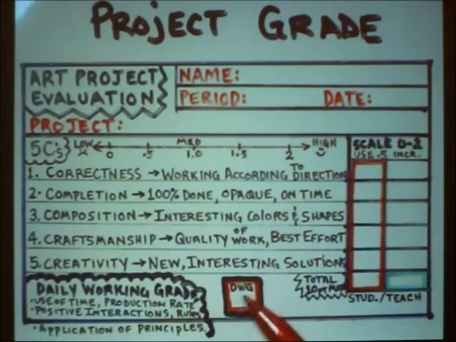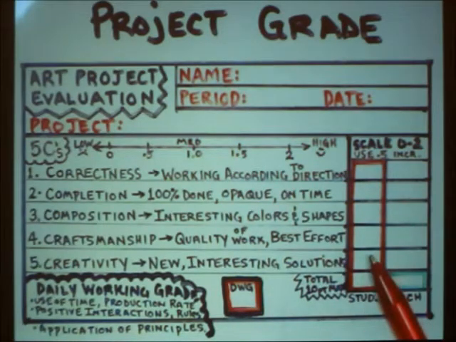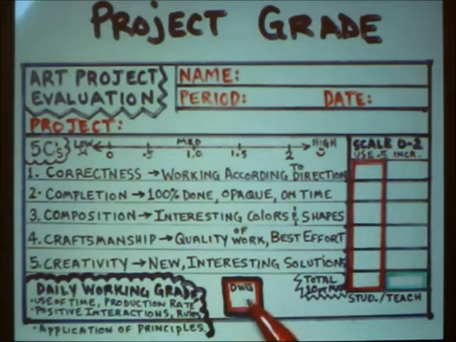So on a 0 to 10 scale, you give yourself a 0 to 10, maybe 7, 8, 9, 9.5 if you've really been working hard in class. And that's how we do grading for projects. We grade the project with the 5 C's, and we grade our daily work habits simply through these observations, these 5 areas, and we give ourselves a 0 to 10 work habits grade on that. These things together is how you get your grade for the project.